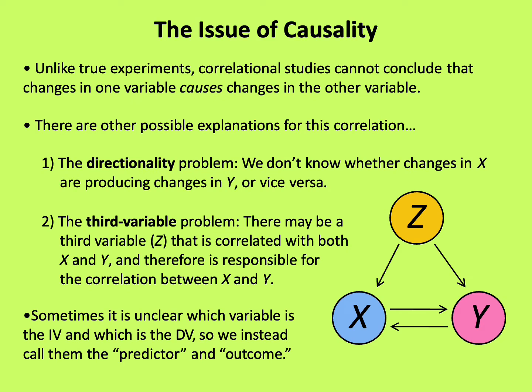Okay, and that's because there are two possible explanations anytime we have a relationship between variable x and variable y, right? So one of the issues is something called the directionality problem. So we don't know whether changes in x are producing changes in y, or vice versa, right? So remember, I told you that there is a reasonably strong negative correlation between levels of depression and self-esteem. So the more depressed you are, the lower your self-esteem is, right?